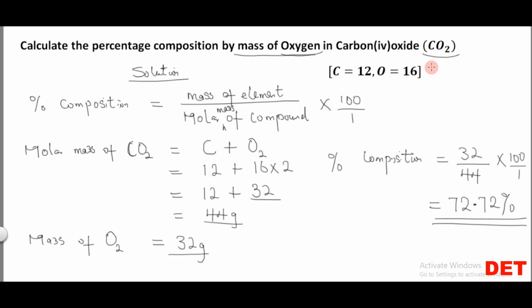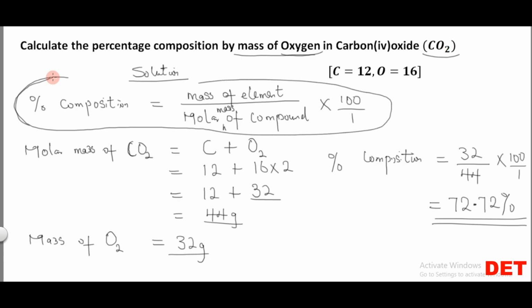Again, this is a very simple calculation question. The main important thing for you to note in this calculation is to know the formula for calculating percentage composition. The formula is percentage composition is equal to the mass of the element over the molar mass of the compound times 100 over 1. This formula is very important.